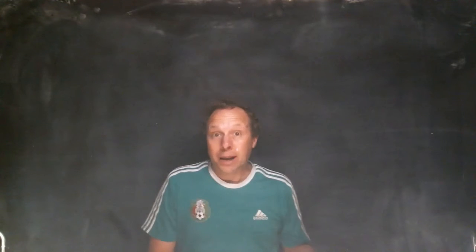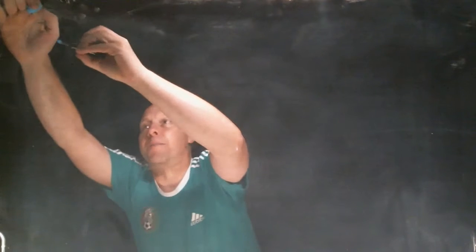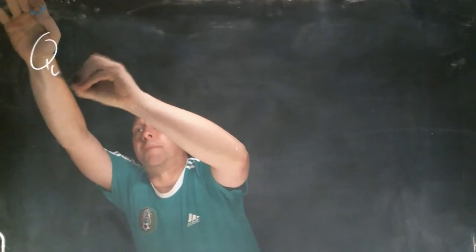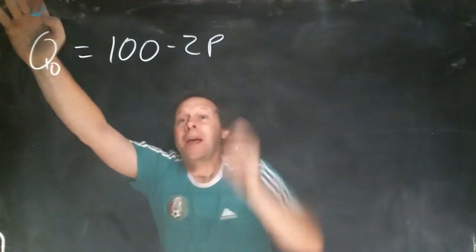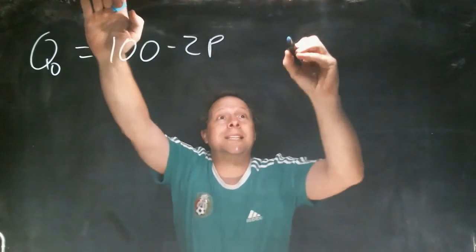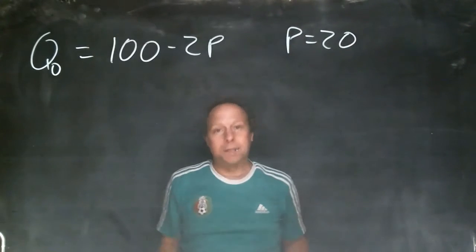So this video shows us how to solve for elasticity if you've got a supply or demand equation. So let's imagine we started with a demand equation. Quantity demanded is equal to 100 minus 2p. And you wanted to find out what is the elasticity at a price equal to 20.